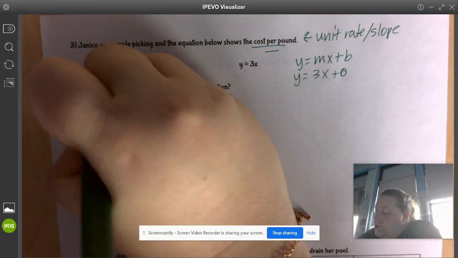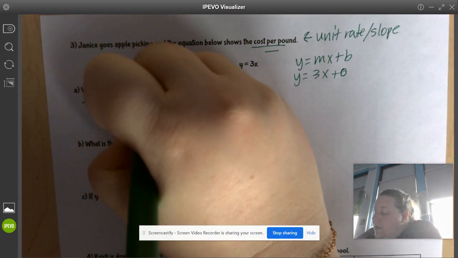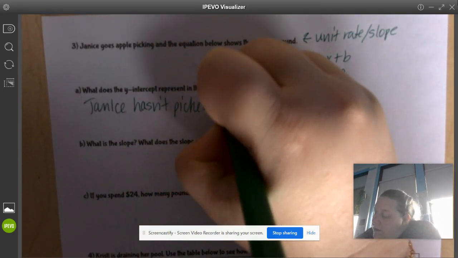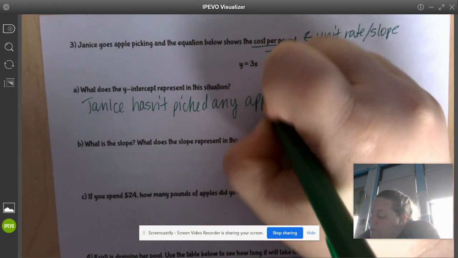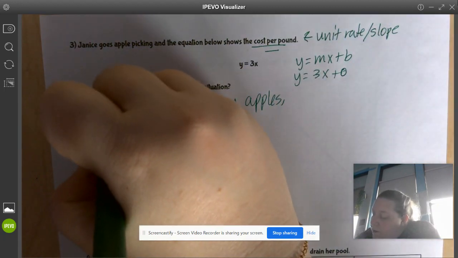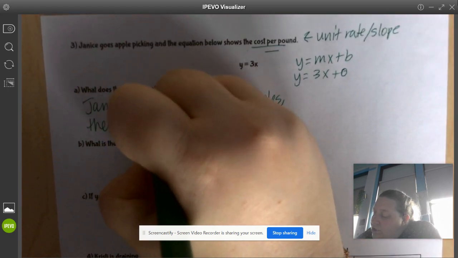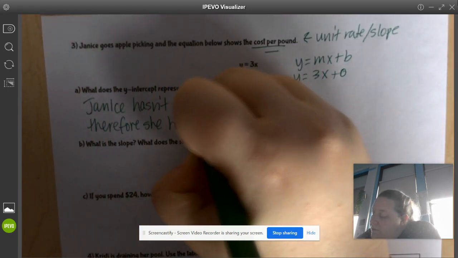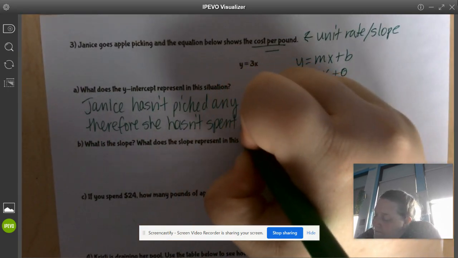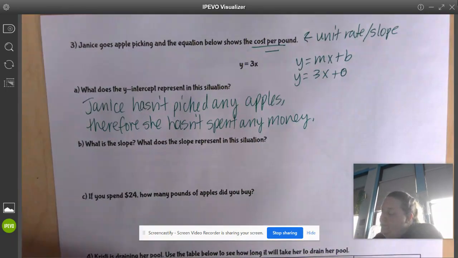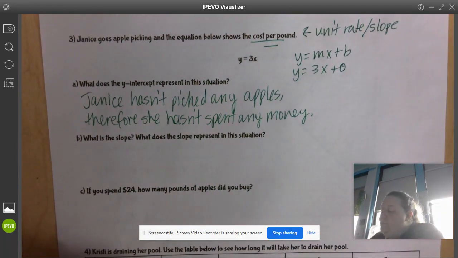So Janice hasn't picked any apples, therefore she hasn't spent any money. Okay. And what is the slope?